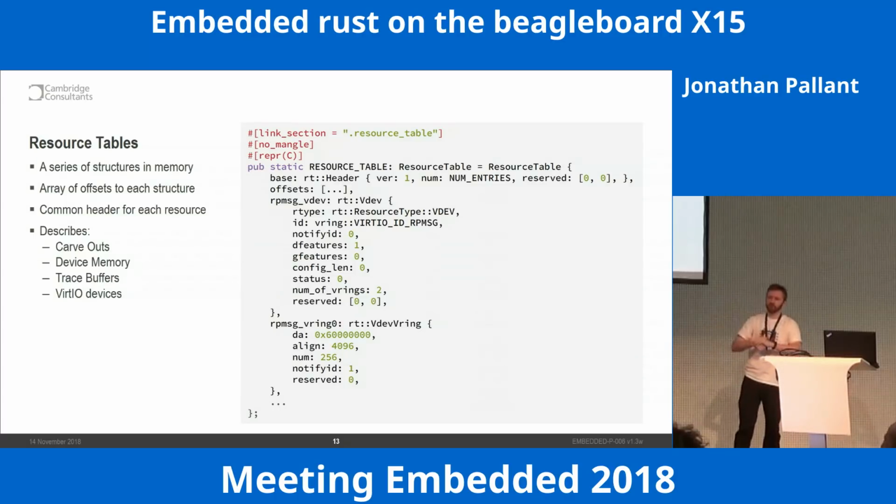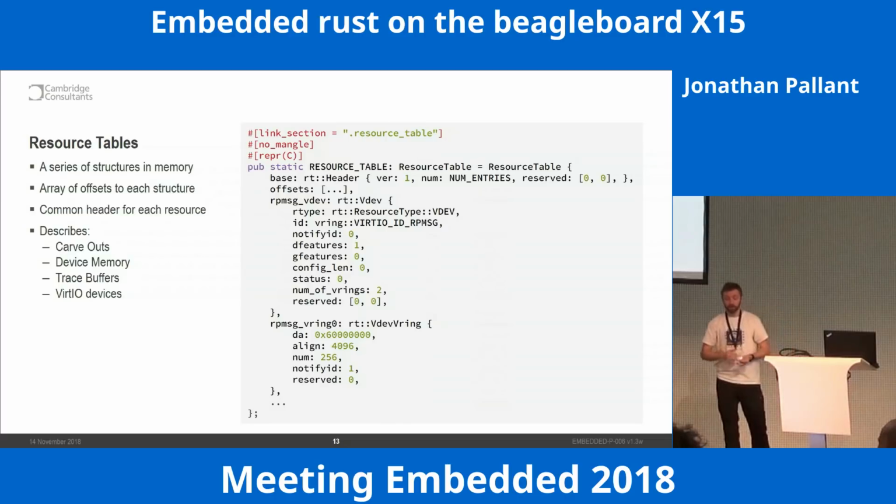Resource tables. So this is the magic structure you need to put in your firmware, which tells the Linux kernel what to do with this piece of firmware. This is defined by the Linux kernel as a structure in C, and I had to write a Rust equivalent that I could put into my Rust program. Well, that's fine. Rust by default is free to reorder your structure members. If it reorders your structure members, you are going to have a bad time debugging.